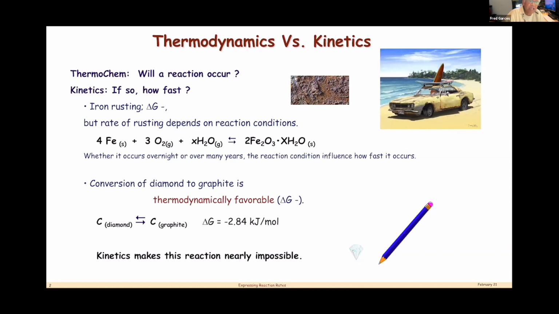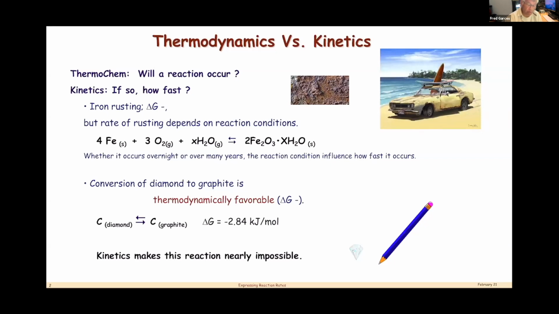Thermodynamics addresses whether the reaction will go or not. Will it take place? Yes or no. Kinetics tells you if it does take place, how quickly will you get there? And so if you take, for example, iron. Iron is a very common chemical, but we don't want it to rust, because when it rusts, the strength of iron starts to break down when it turns to iron oxide. So we want to prevent that reaction.